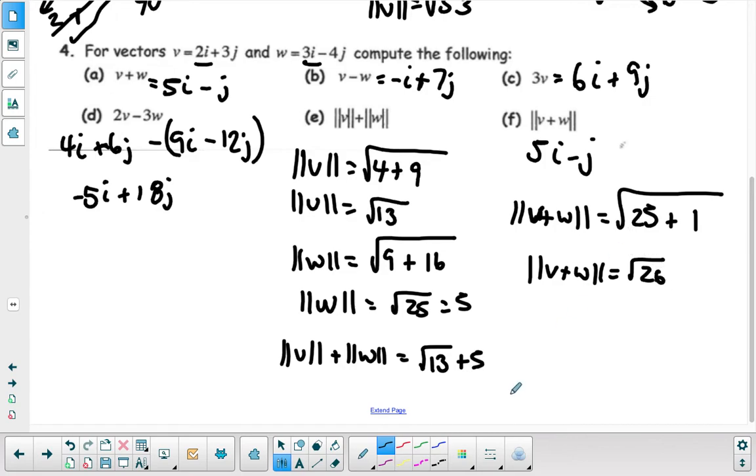And if you've been distracted by the laundry machine, by my dryer, it's done. So maybe I'll be a little more clear.